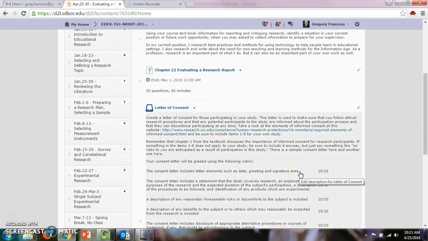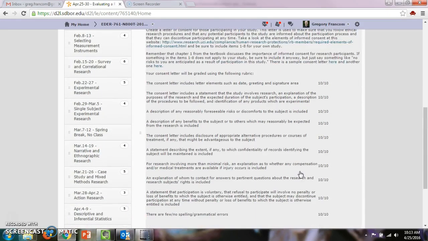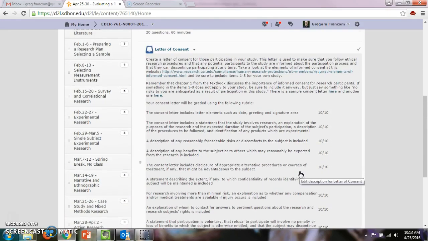But also this week there is an assignment due. You're going to create a letter of consent for those participating in your study. So this is sort of your final task for your research proposal. This letter is used to make sure that you follow ethical research procedures and that any potential participants to the study are informed about the participation process.